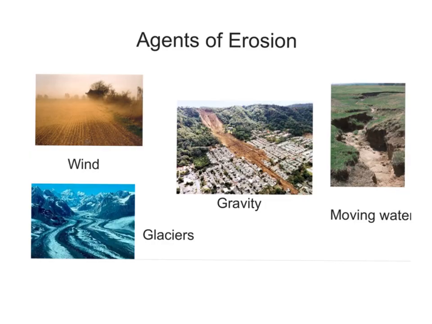Once those pieces of rock are made smaller by weathering, they can be moved around by erosion. Erosion is usually caused by one of four things: wind, gravity, moving water, and glaciers. All of those natural things can pick up those pieces of sediment and move them around. And that's what erosion is. It's movement of sediments from one place to another.